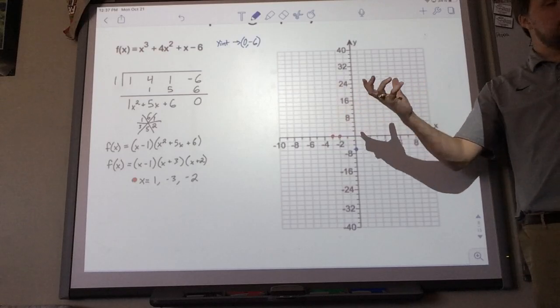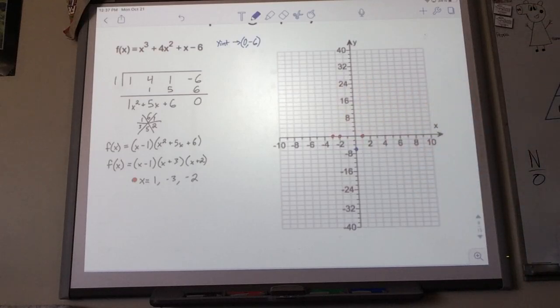Now if we know our end behavior, then we can know at least how this is going to look. The only thing that messes it up is that thing called multiplicity, so we need to pay attention to that too. Okay, last thing is we go through every one of those points. If it's multiplicity, we bounce off it. If it's not multiplicity, we go through it.